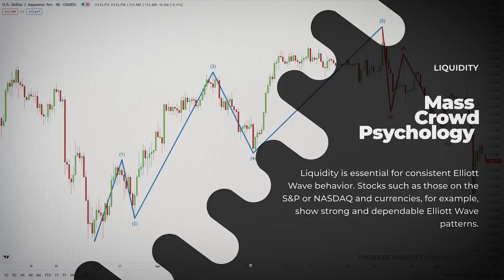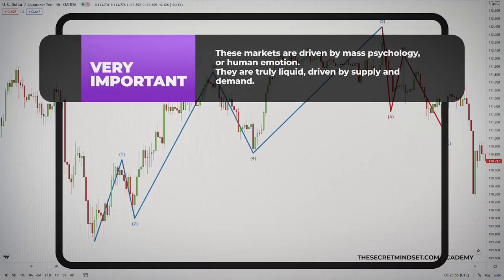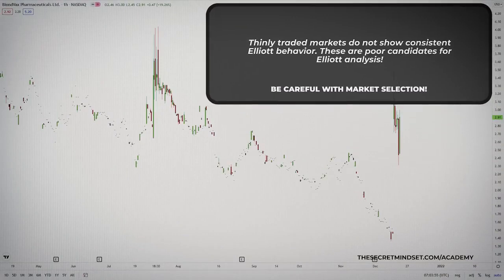Stocks such as those on the S&P or Nasdaq, and currencies for example, show strong and dependable Elliott wave patterns. These markets are driven by mass psychology or human emotion. They are truly liquid, driven by supply and demand. Conversely, thinly traded markets don't show consistent Elliott behavior. This is also the reason why markets that are manipulated by a few large traders, institutions, or governments are often poor candidates for Elliott analysis. So be careful on which markets you decide to apply your Elliott wave analysis.